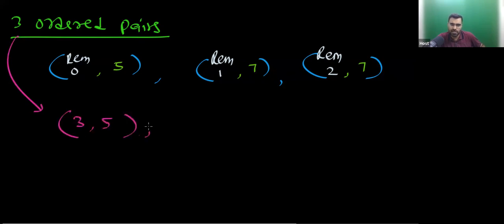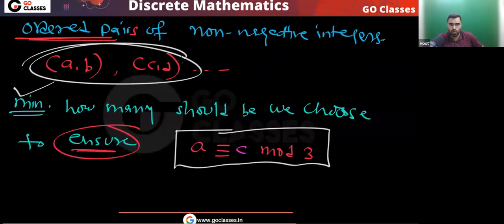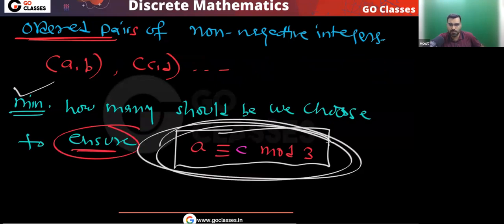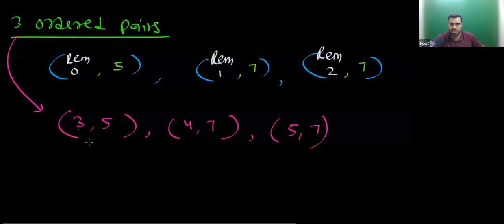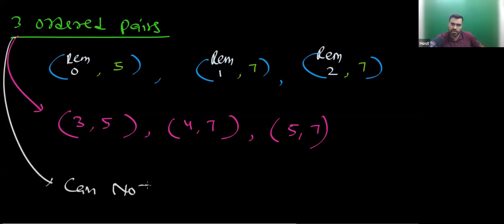For example, I will give you 3,5, 4,7 and 5,7. This type of things I will give you. Now here you can notice neither these are congruent to each other. These are also not congruent to each other. These are also not congruent to each other. So we don't have this type of pair. I hope this point is clear, that with three ordered pairs also we cannot guarantee. There is no guarantee.